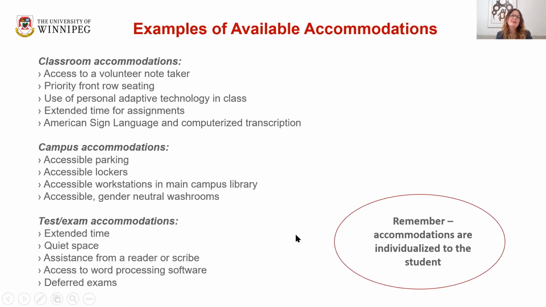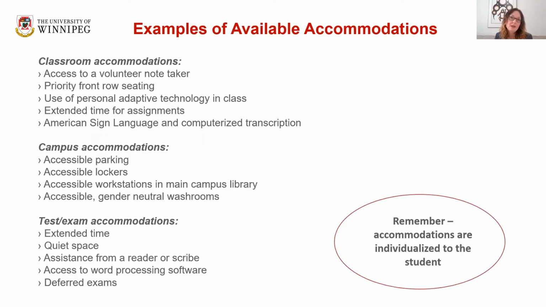So just to give some examples of what available accommodations are, and again, keeping in mind that accommodations are individualized to the student, here are some common accommodations that are offered at the university. In the classroom, it can be access to a volunteer note taker. It could be priority front row seating, use of personal adaptive technology in class, extended time for assignments, or ASL services or computerized transcription. Those are all examples of accommodations that could happen in the classroom.